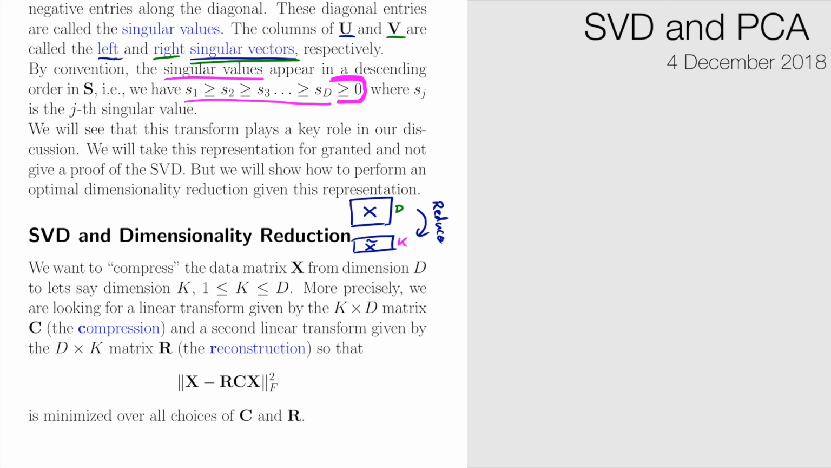Okay, how can we do this? That's not going to be obvious yet from this slide, but we want to do this using linear transforms only. So what we ask is, can we find a linear transform, which is just a matrix, which takes X and maps it to this X tilde? That's called the compression matrix. The C here stands for compression. What we would like is that it takes X and makes this a K rows matrix.